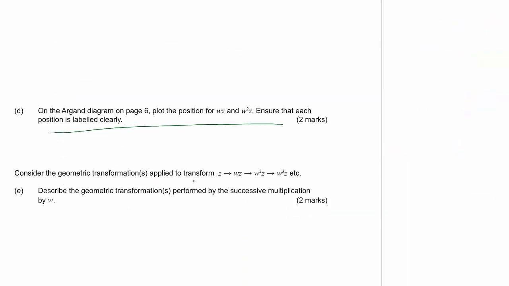Consider the geometric transformation applied to transform z to w squared z, w cubed, and so on. Describe the geometric transformations performed by the successive multiplication by w. Well, the modulus is reduced by the scale factor a half, because we multiply by a half each time. And then we have a rotation of pi by 4 radians clockwise.